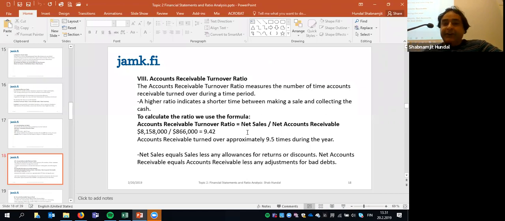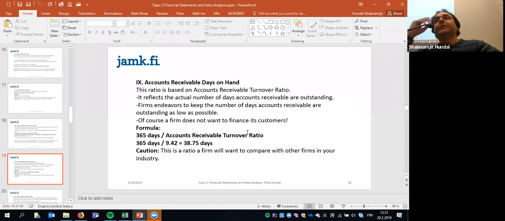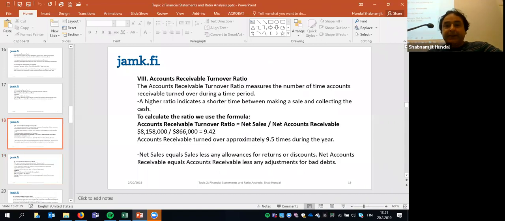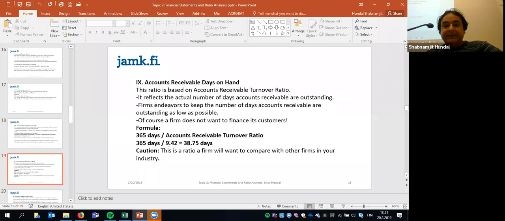And when you divide 365 by this ratio, it comes out to be almost 39 days, which means that on an average, if somebody buys goods from you on credit, they would pay you back in 39 days. You get my point? So your waiting period is 39 days. See, if this ratio is bigger, then it comes in the denominator and the final number would be small.